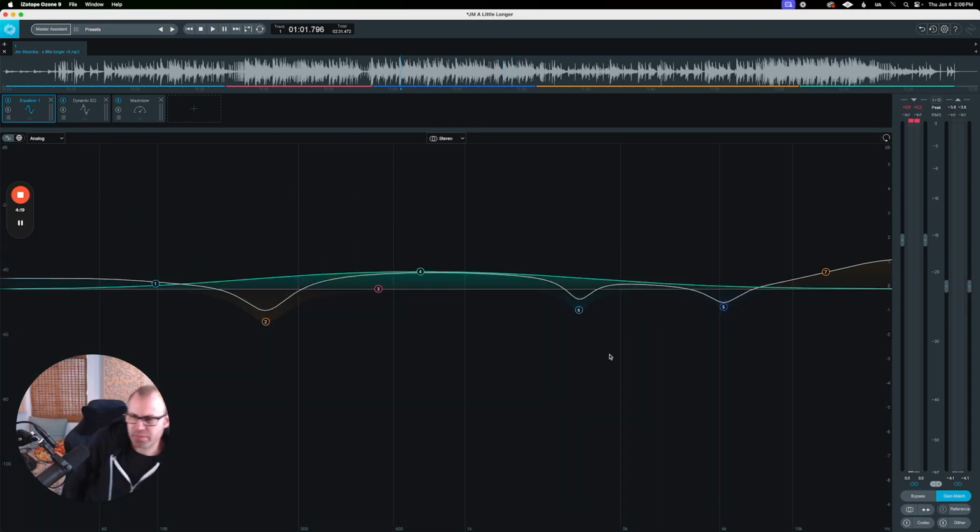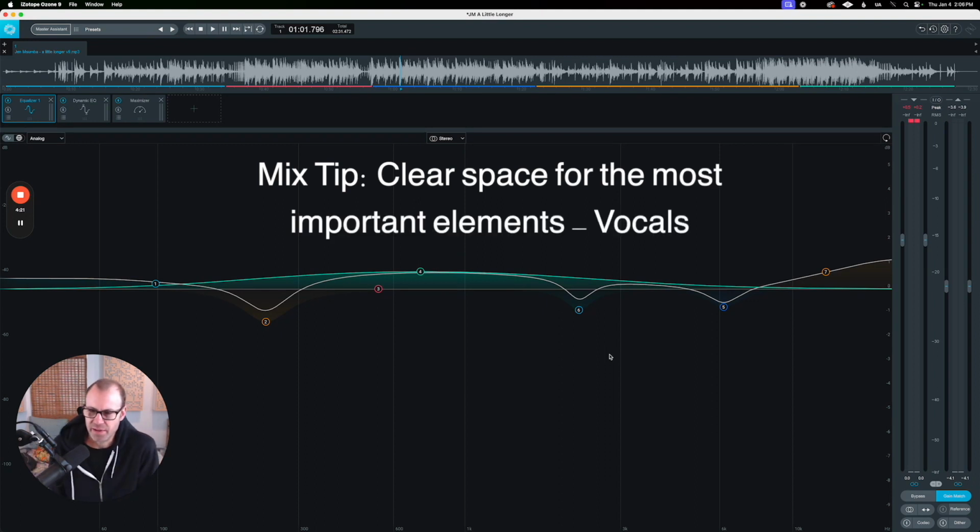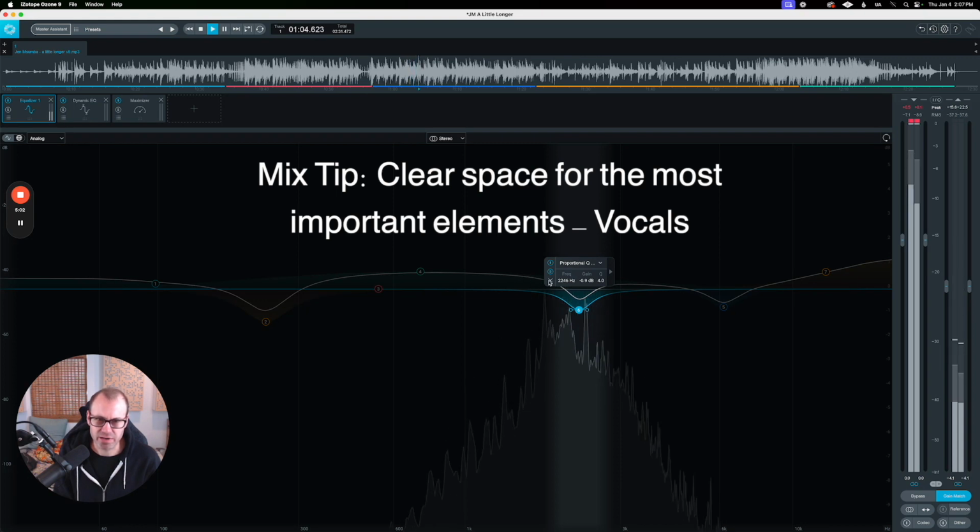So one of the things I'm hearing from a frequency standpoint is the hit of the snare. And it's kind of right there. You can hear that. Yeah.